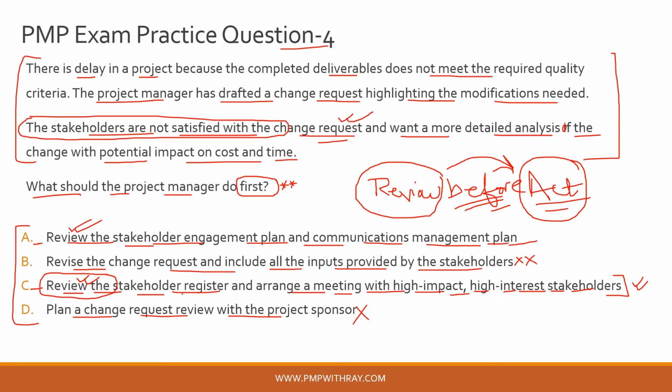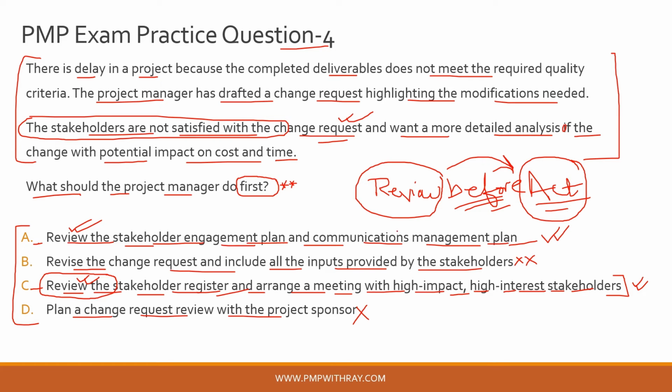So here, of course, it is asking you to review, but it is asking you to review an incorrect document first, and also asking you to do something which is not correct logically as well, right? So option C is totally incorrect, and the correct answer to this question is option A: first, as a project manager, you review the stakeholder engagement plan, and that plan will tell you how the stakeholders were planned to be engaged whenever there is a change request which has been sent to the stakeholders.